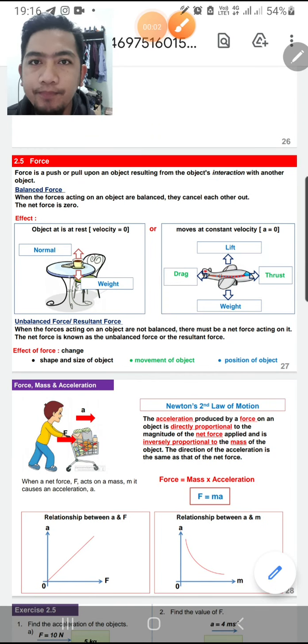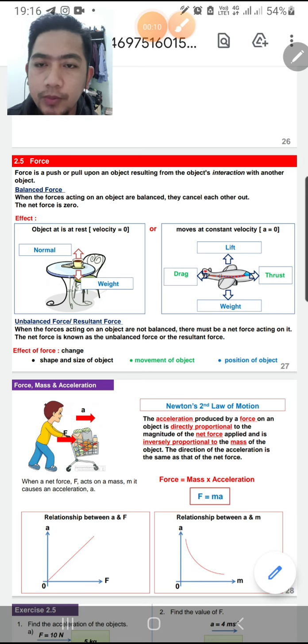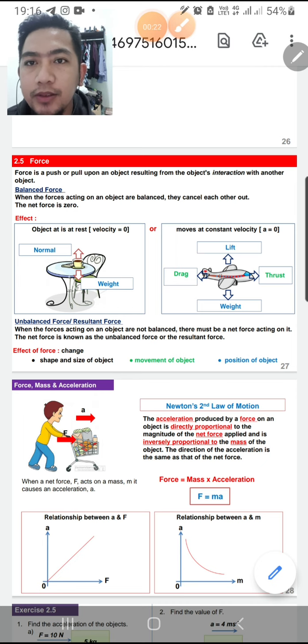Hello everyone. Today we are going to continue our lesson 2.5, which is about force. So what is force actually? Force is a push or pull upon an object resulting from the object's interaction with another object. So in this subtopic, you should know about balanced force and unbalanced force.